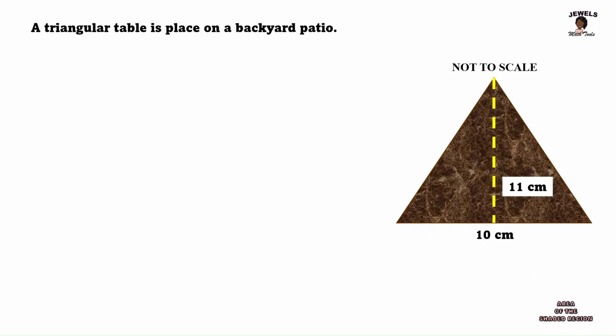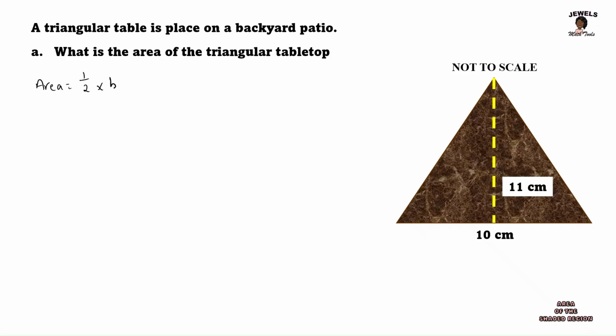So in our example today, we're calculating the area of our shaded region. And our question says that a triangular table is placed on a backyard patio. And we're being asked what is the area of the triangular tabletop. So let's begin by first writing out the area for our triangle. So the area of our triangle is equal to our half times our base times the height.